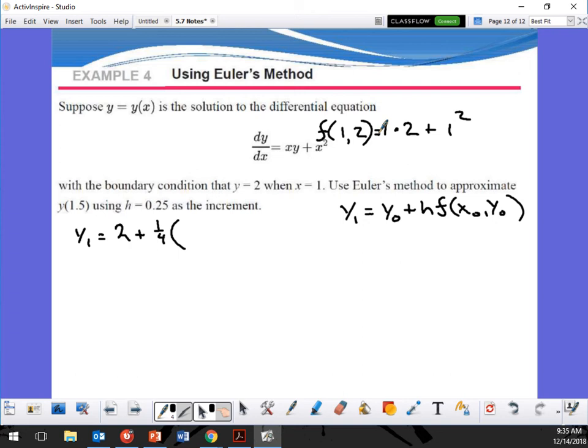So this is y of 1, right? What is my x value of this? My x value was what? Y of 1, right? And this should be 3, right? What's that going to give me? 11 fourths, right? Or 2.75, right?